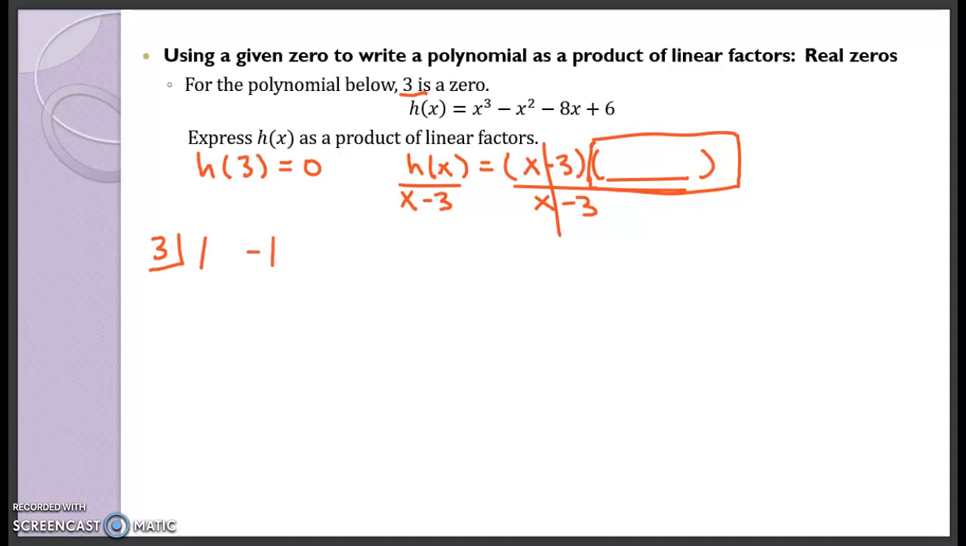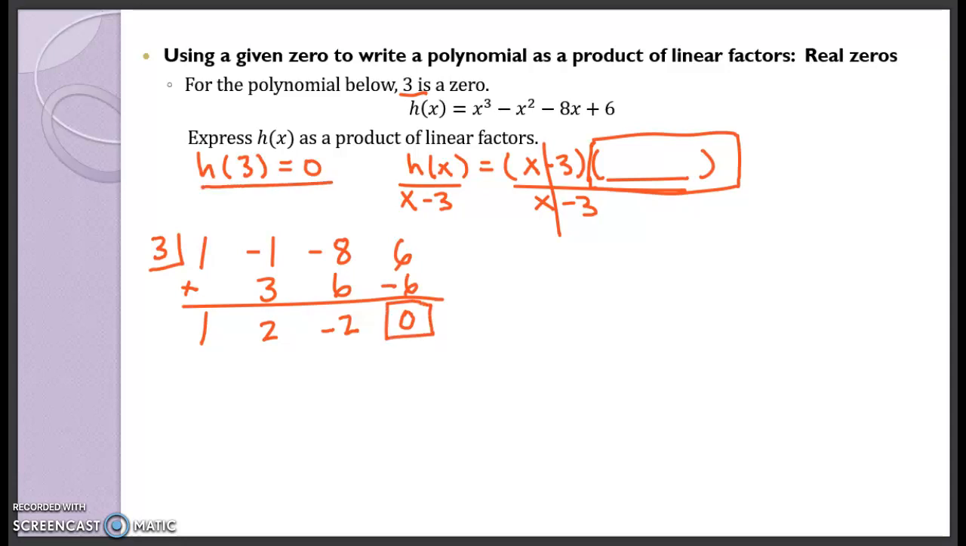So put my coefficients out like this. Bring down my 1. 1 times 3 is 3. Negative 1 plus 3 is 2. 3 times 2 is 6. Negative 8 plus 6 is negative 2. Negative 2 times 3 is negative 6. I should have gotten 0 because I'm told that 3 is a zero.